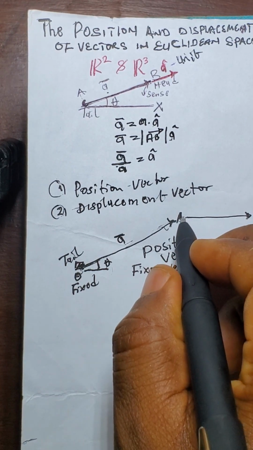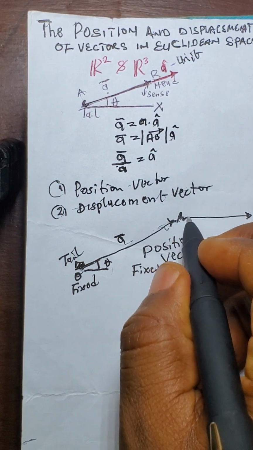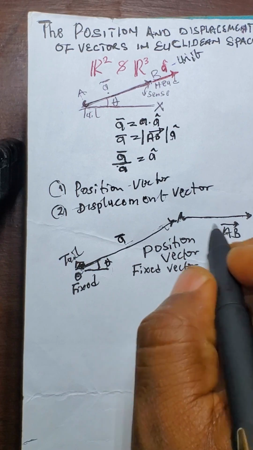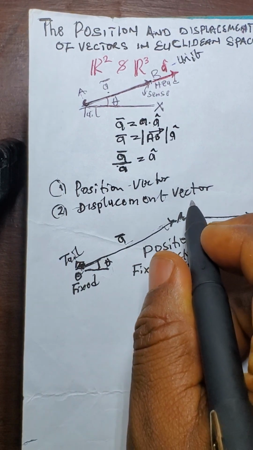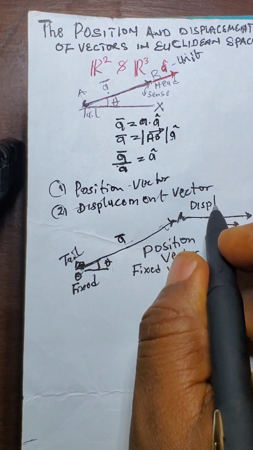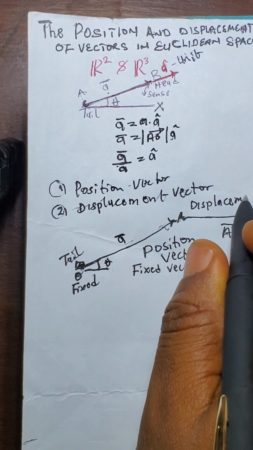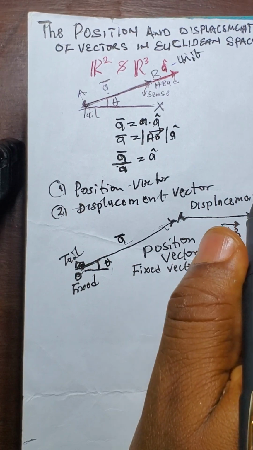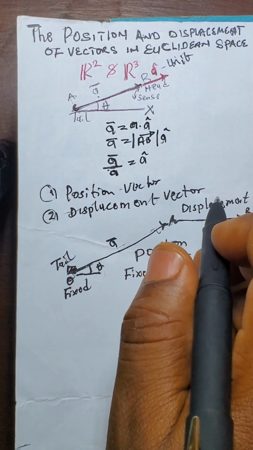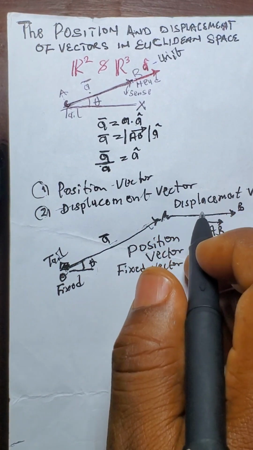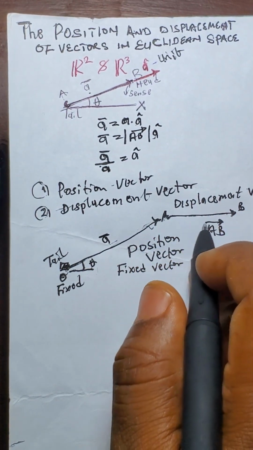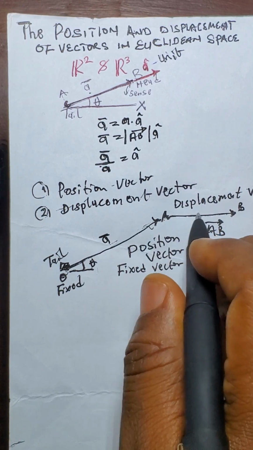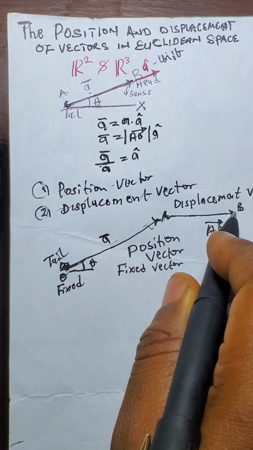Because A moved from this point A to point B, this particular vector AB, moving in this direction that I have here, is called displacement vector. Why do we say displacement vector? Displacement vector in the sense that the point A is being displaced to a new position, point B.